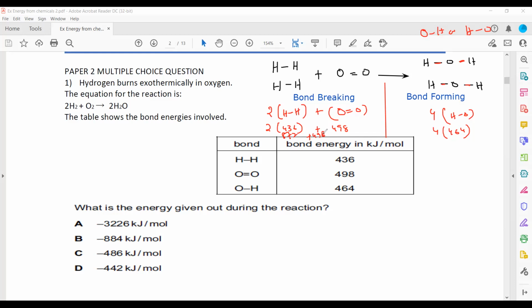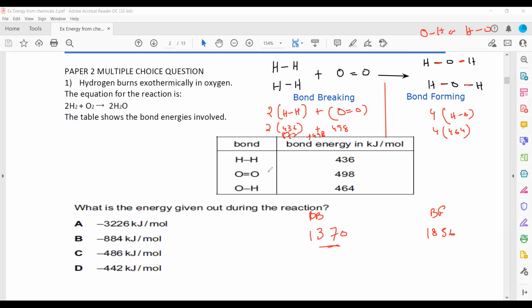So 498 plus 872, that gives 1370. That's the bond breaking. About bond forming, it will be 4 multiplied by 464. So it is 1856. That's the bond forming.